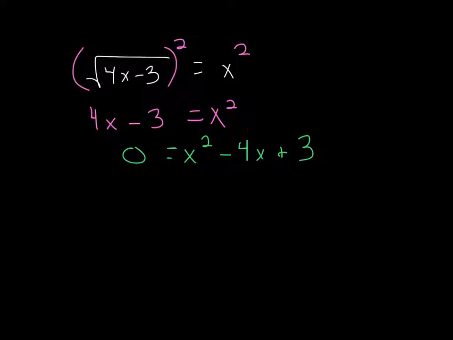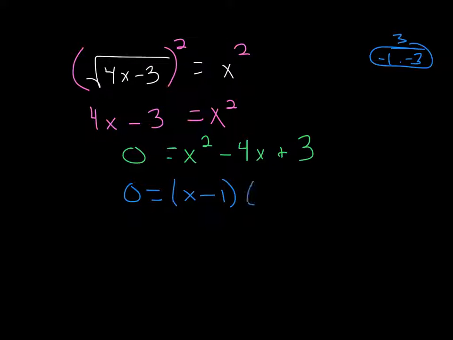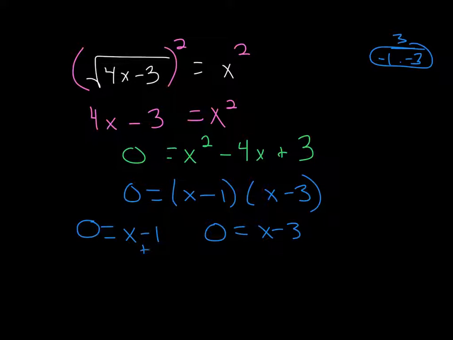So now a times c is 3. And it's positive, so our signs are the same. Negative 1 times negative 3, and that works. That gives me negative 4. So 0 equals x minus 1, x minus 3. So 0 equals x minus 1, 0 equals x minus 3. Here we add 1, so 1 equals x. Here we add 3, so 3 equals x.